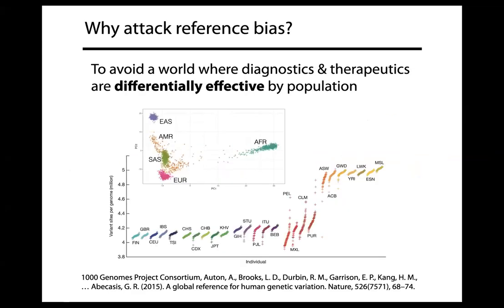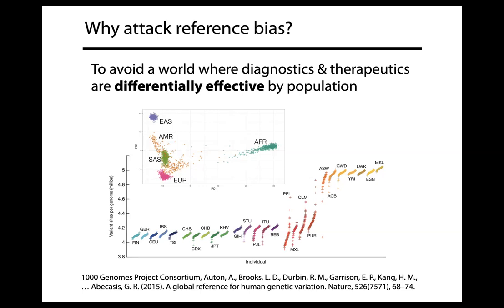Okay, so all of these problems together mean that we have an issue with reference bias. And if I had to put it in a very human biomedical centric way, I would say we would like to tackle reference bias because we want to avoid living in a world where our diagnostics and therapeutics work differentially well depending on what alleles we have and whether we're from, for example, this background or that background population.